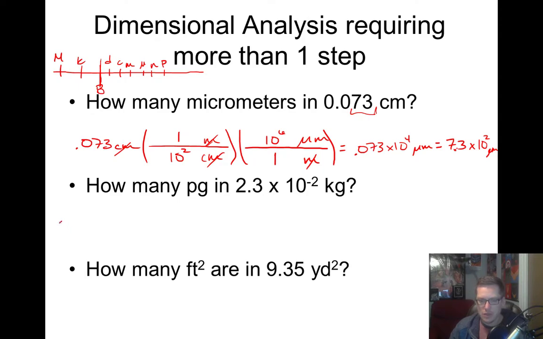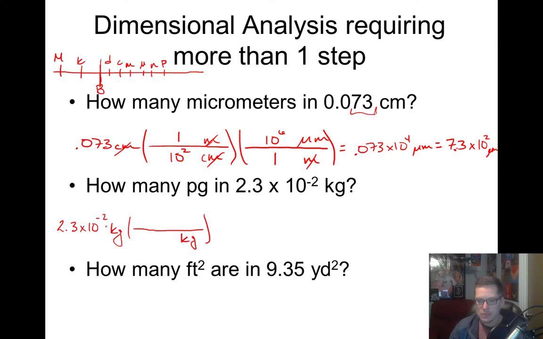Now we're going from kilograms to picograms. We have 2.3 times 10 to the minus second kilograms. This is a two-stepper, so we're going from kilo to the base, and then from the base we're going to picos way over here.